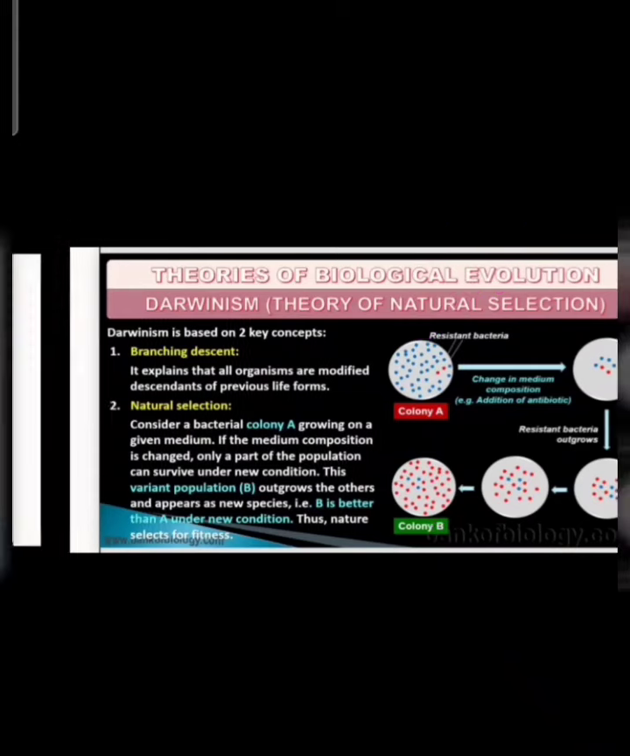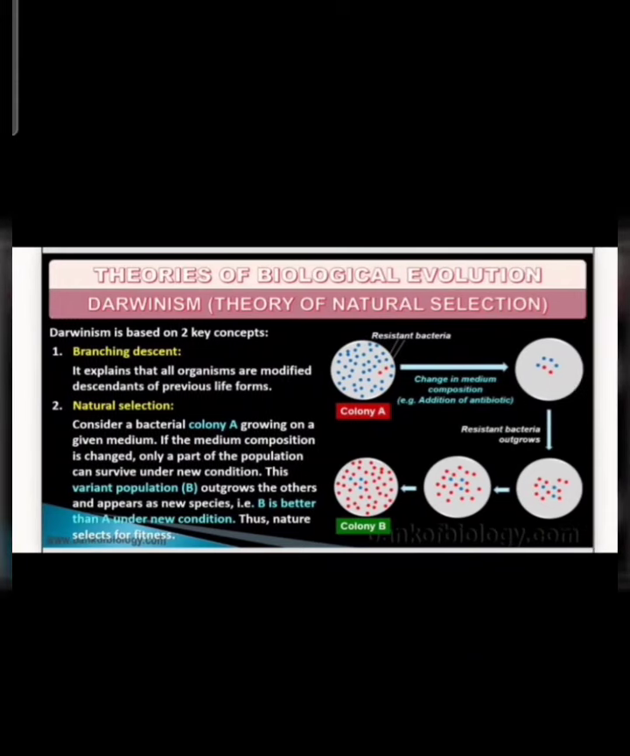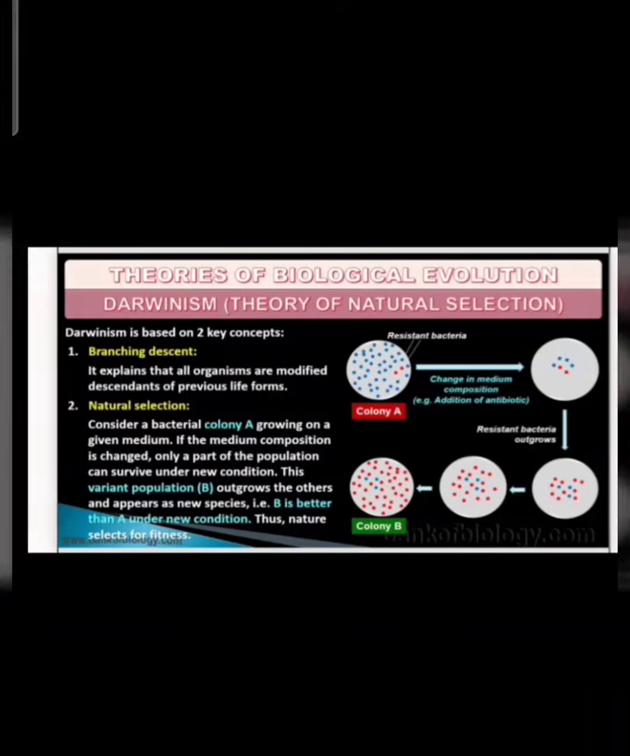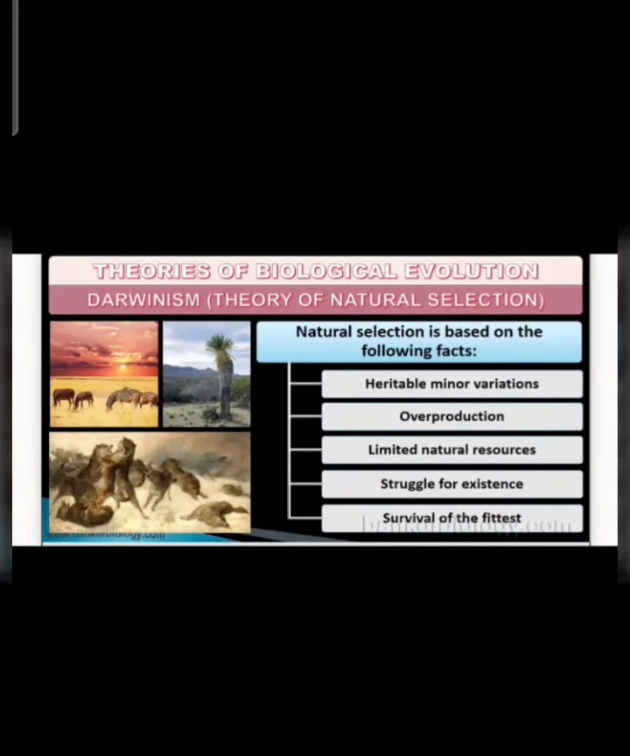So this was proved by just a simple experiment. So this is the theory of natural selection, or Darwinism. Natural selection is based on the following facts: heritable minor variations, overproduction, limited natural resources, struggle for existence, and survival of the fittest. That is obviously most important. The fittest organism will survive.